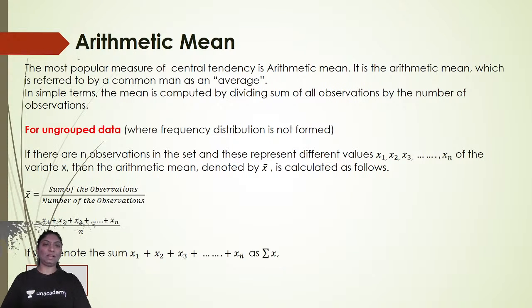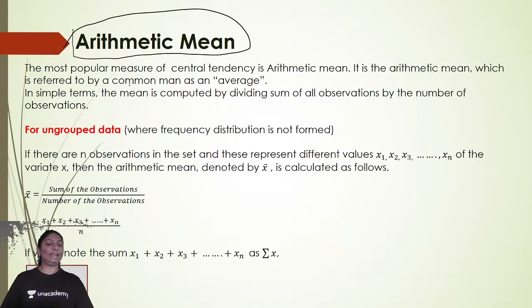See, arithmetic mean first. It's very simple. Actually, we have already studied arithmetic mean in 8th standard, and also in 9th and 10th standard. You have studied mean, mode, median, but still it is in your syllabus, so we will cover it here also. The most popular measure of central tendency is arithmetic mean.